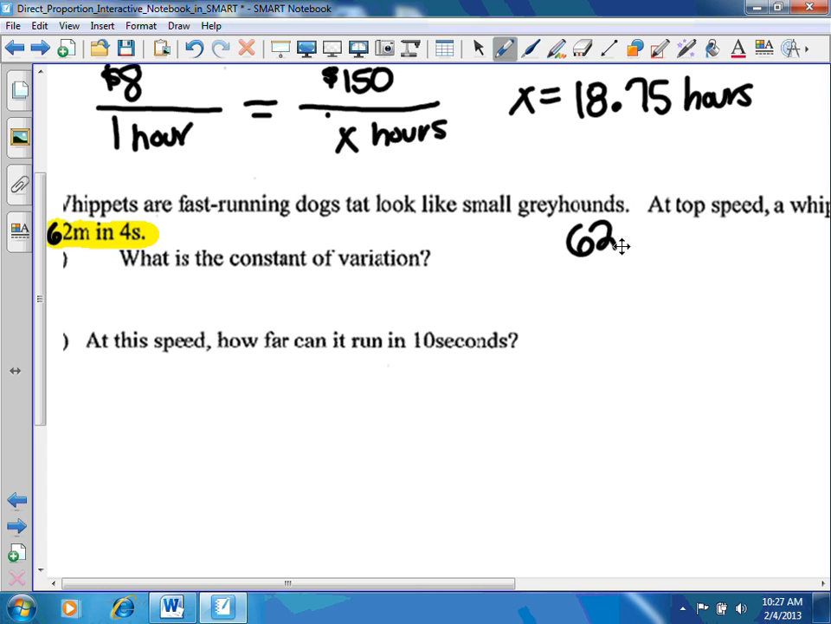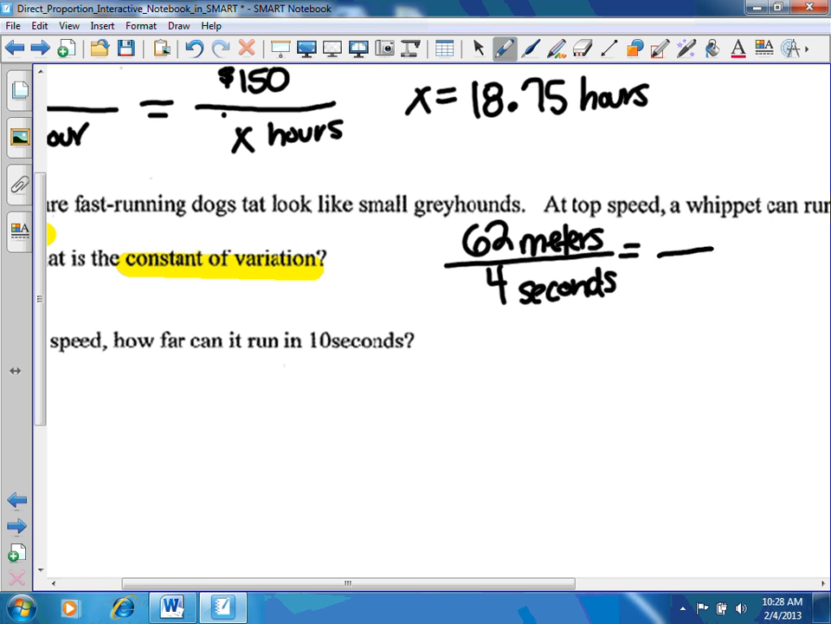62 meters over 4 seconds. Is this a unit rate? No. Why not? Because it doesn't have one on the bottom. So when it says what is the constant, can I get it from this? No. So what do I have to do to figure out the constant? You have to set up another proportion.